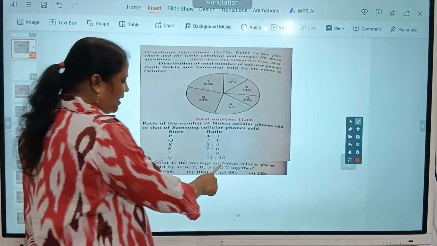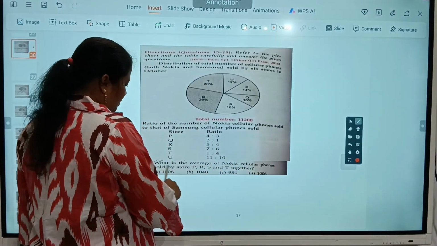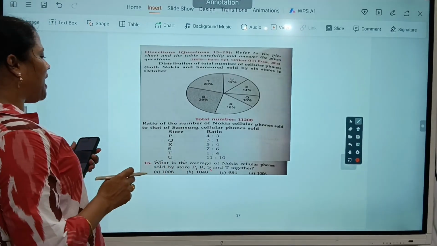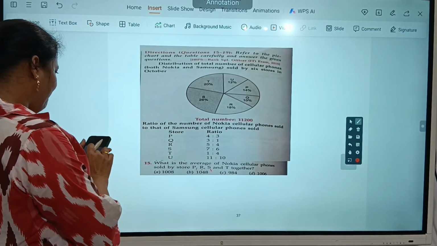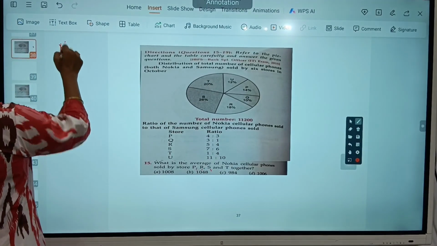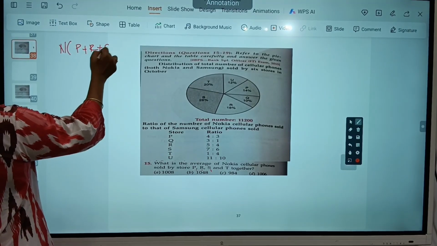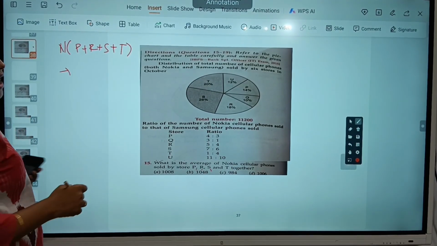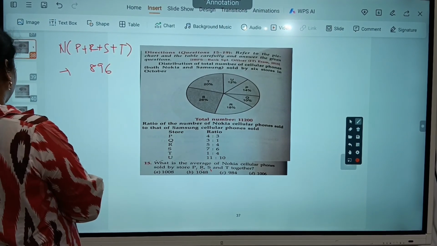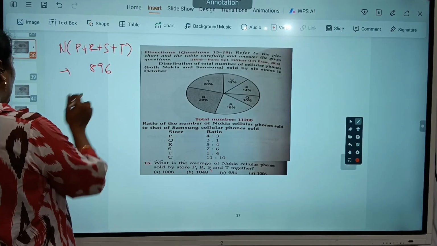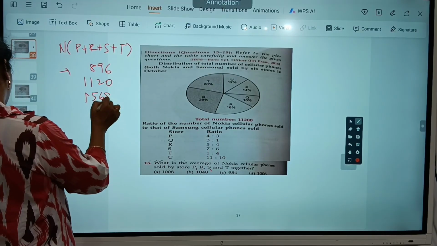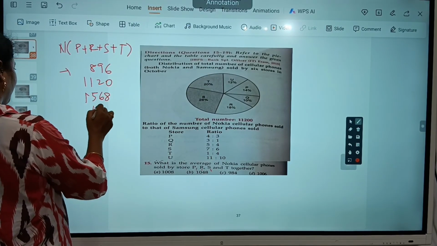Okay, that is, what is the average of Nokia cell phones sold by stores P, R, S, T? Okay, the average of 4 stores we have to take. Nokia phones: P plus R plus S plus T. So what did we get in the table? Nokia phones in store P 896, store R 1120, S 1568 and T 448.